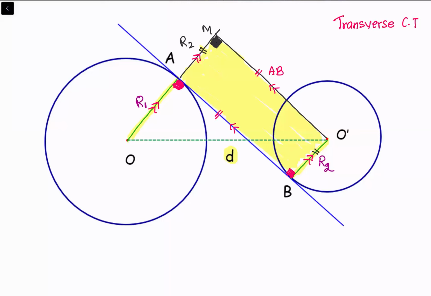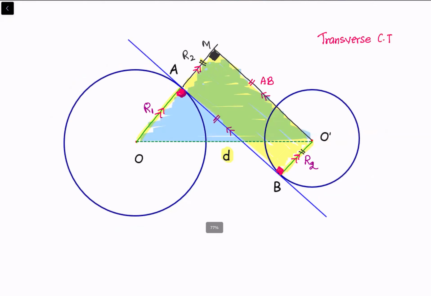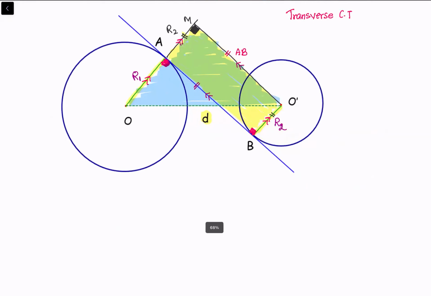Now if we concentrate on this triangle, it has a 90 degree angle, so it's a right angle triangle. In triangle OMO dash, we apply the Pythagoras theorem. Hypotenuse square is equal to the sum of the squares of the sides, that's OM square plus O dash M square.